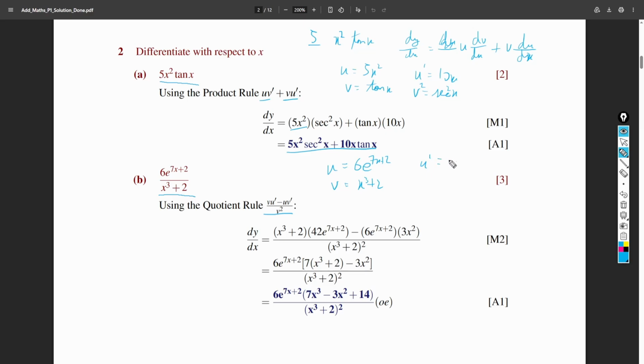Then we differentiate, and u prime becomes 7 times 6 is 42, e to the power 7x plus 2, and v prime is 3x square. And now you just simply input this into the required place in the formula and then simplify. So over here we have 6x e to the power of 7x plus 2 common, and we take it out, and then we simplify to this. Other answers are also acceptable.